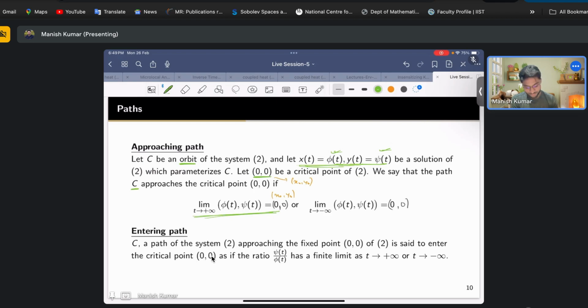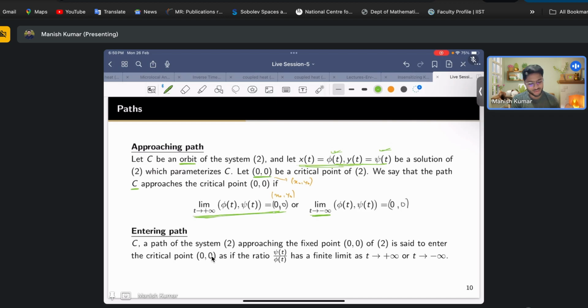So it is called approaching 0 0 if, as t goes to infinity, you have this, or as t goes to minus infinity the curve approaches 0 0. Any one of them should be true.